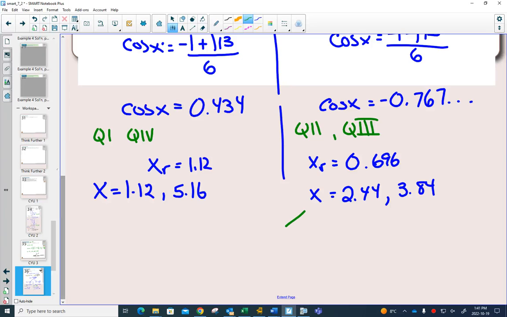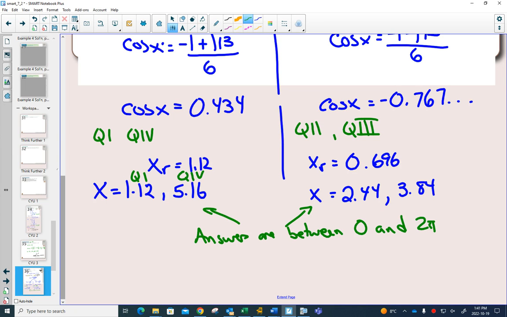And I'm going to put a note here, both of these sets of answers are positive ones between 0 and 2 pi. This one was quadrant 1, this one was quadrant 4, this one was quadrant 2, this answer was quadrant 3. And now is when we read the question again and hope that they said solve between 0 and 2 pi, because then you're done. If we read it again and they say something else, we have to do some work yet.